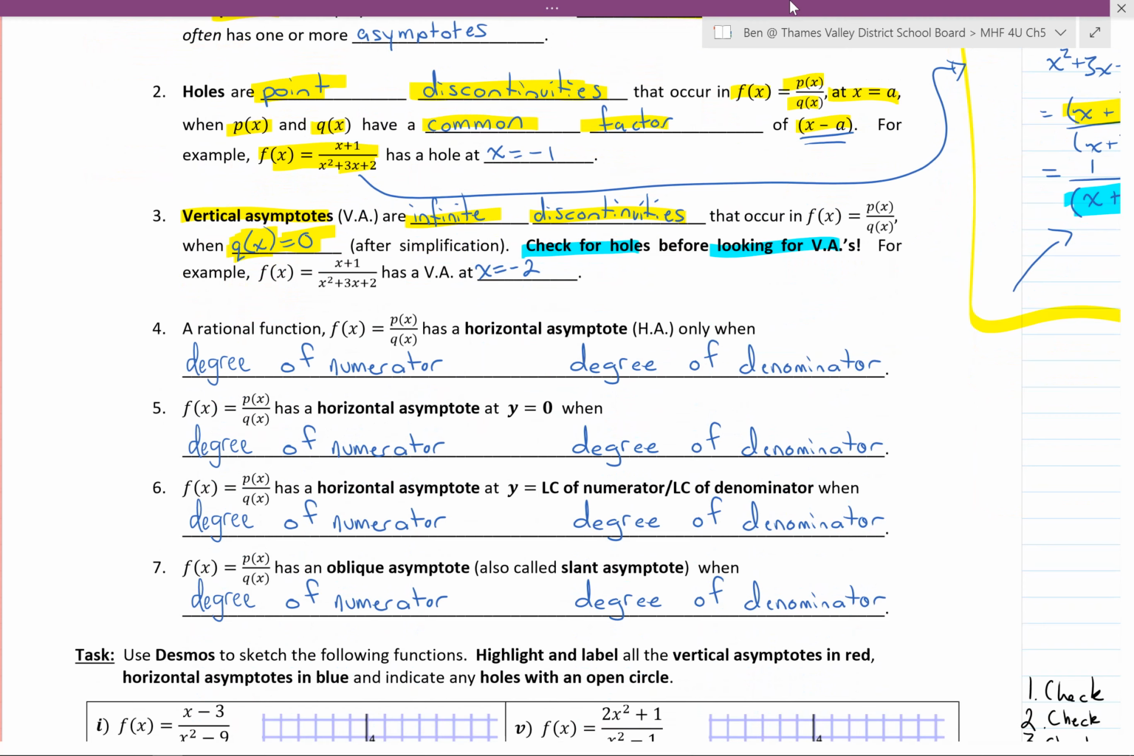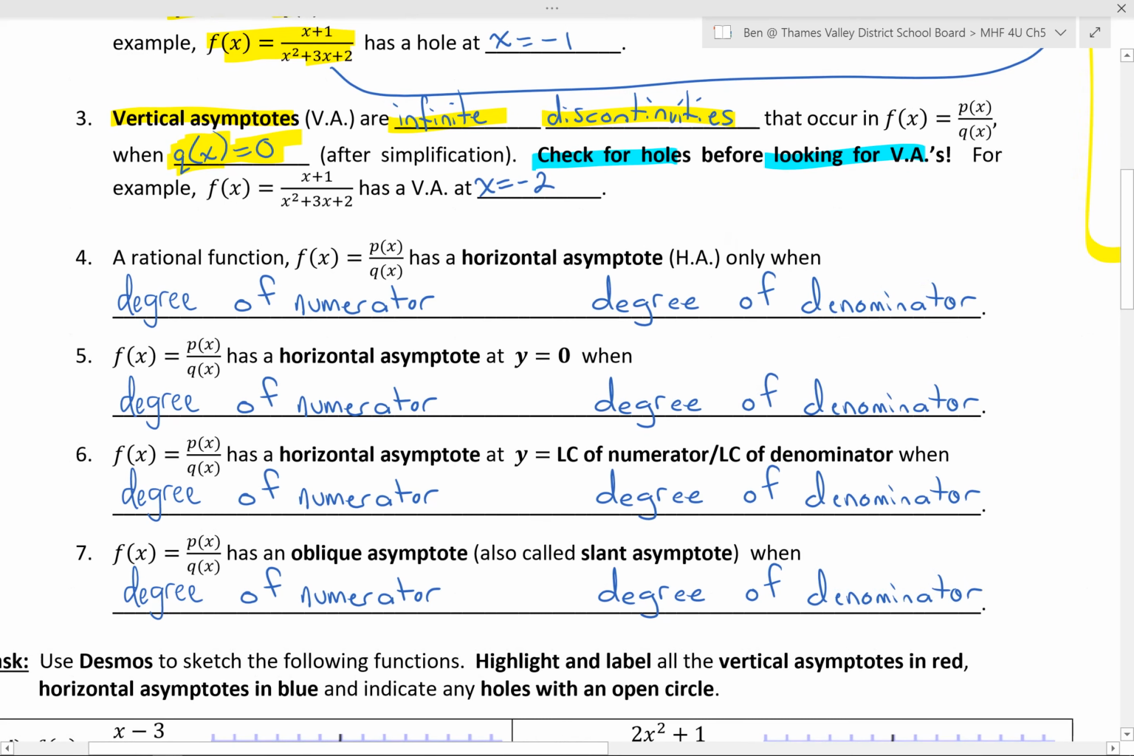Now, next we'll take a look at horizontal asymptotes. And in this case, we can have a few different things going on. So if our rational function f of x equals p of x over q of x, so that's, again, a polynomial divided by another polynomial, a polynomial in both my numerator and my denominator, that means both my numerator and my denominator have degrees. Okay, so if the degree of my numerator is less than or equal to the degree of my denominator, then I will have a horizontal asymptote in my function.